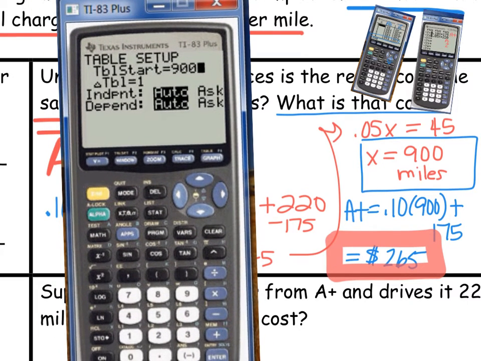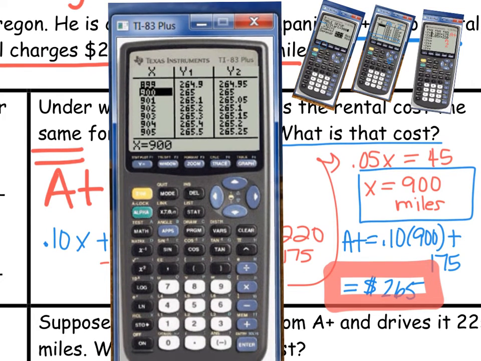If you hit second window, this table setup is going to come up. I'm going to start my table right here at 900 because I know that's when A+ Rental equals Zip Auto. So when I go to second graph again, my table is going to start right here at 900. And I can see that when the number of miles, which is x, equals 900, A+ Auto Rental is $265 and Zip Auto Rental is $265. So that just confirms what we did in the second question.